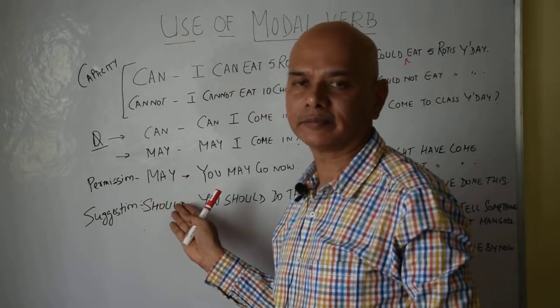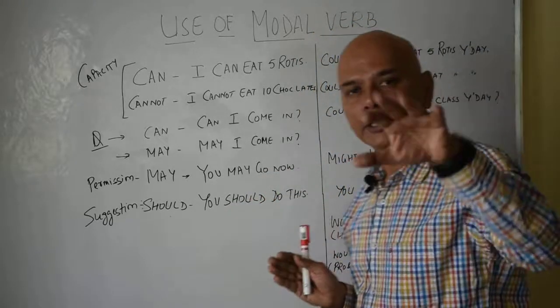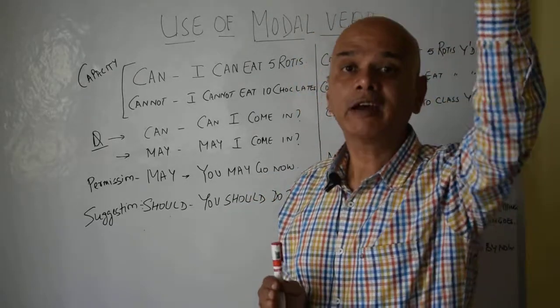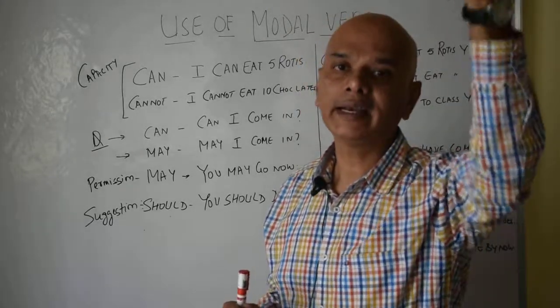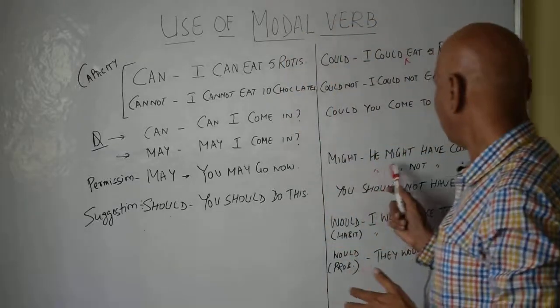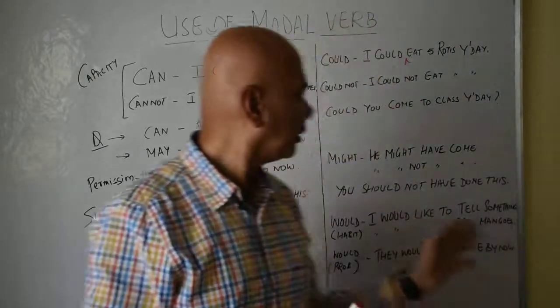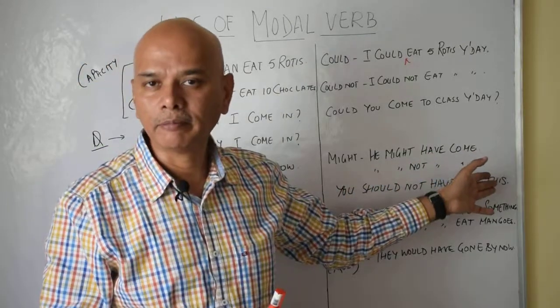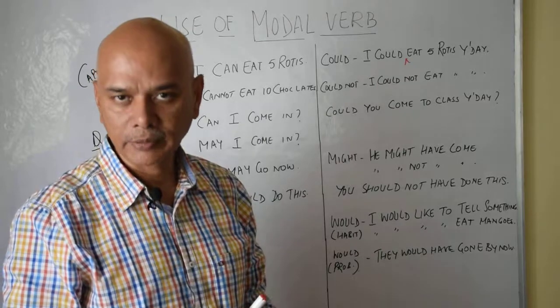It may rain. In the past, you can use might. It might have rained yesterday. You don't know, you were not here. So it might have rained yesterday. He might have come already. He might not have come. He might have gone. There you use might as a past equivalent.